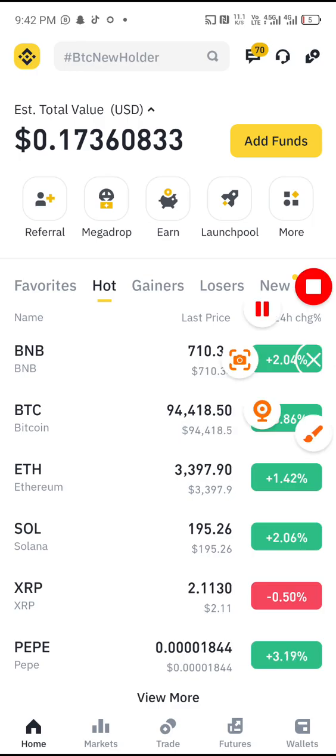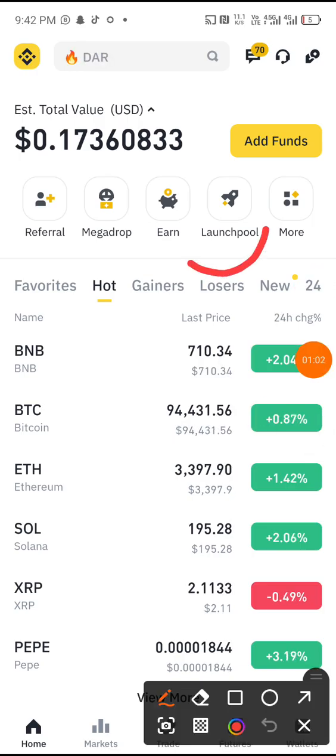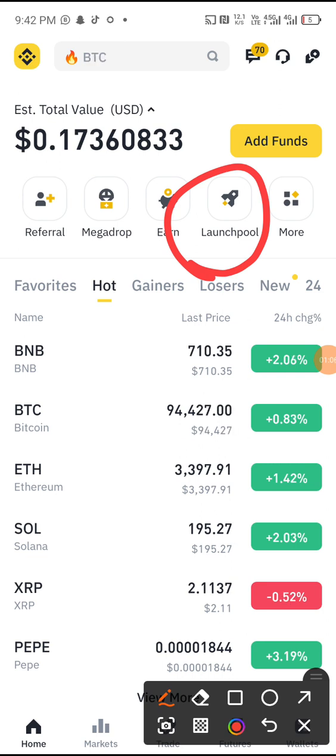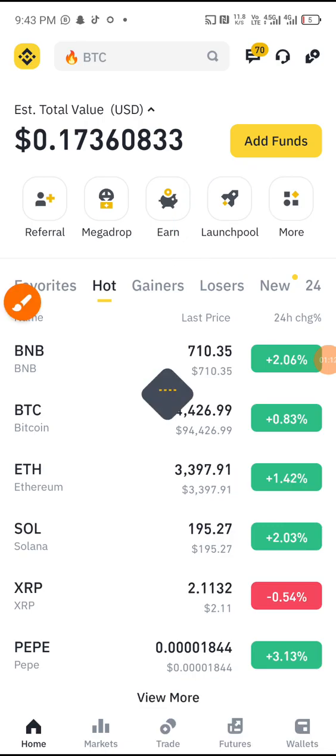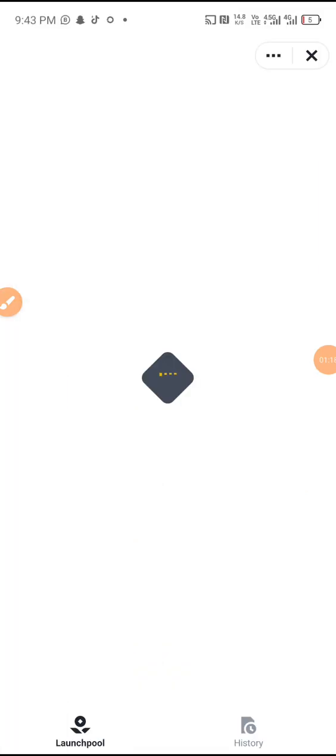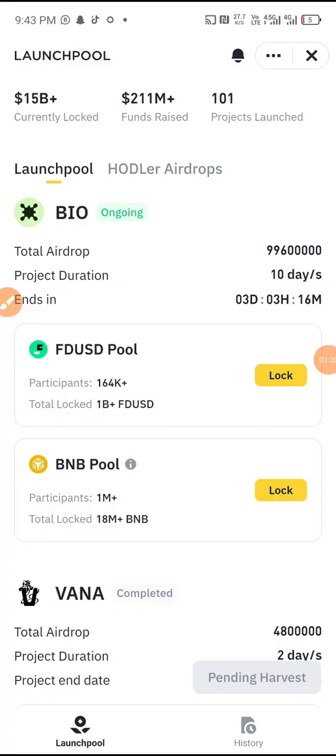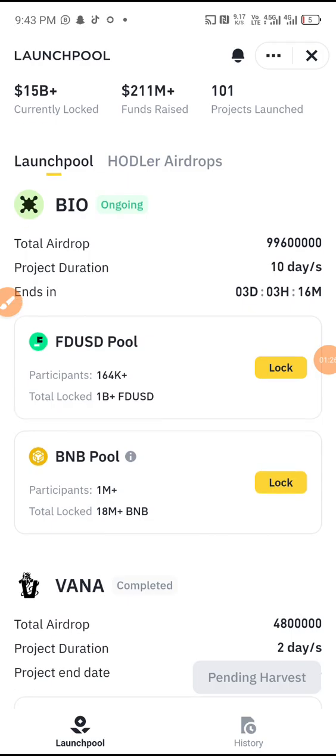So all you need to do is quickly navigate to Binance Launch Pool, and let's see what is there and what is currently in the Launch Pool that you can earn from. Launch Pool is a place you can always visit to see a lot of coins that you can stake. You stake in this place and you make a lot for yourself.